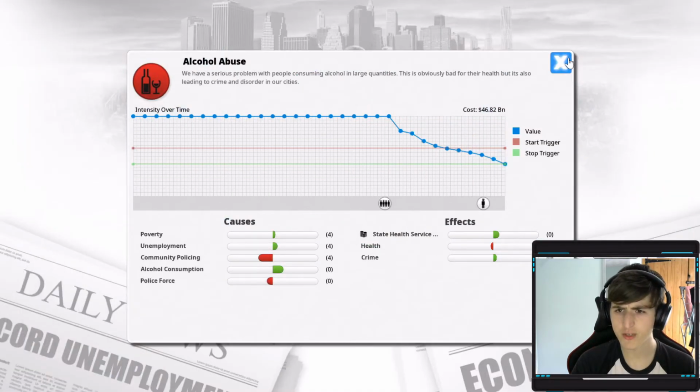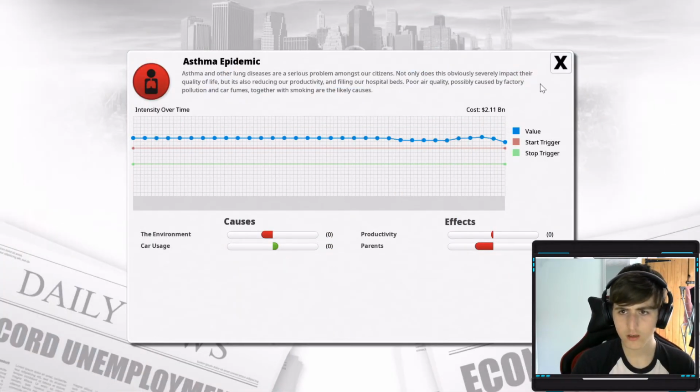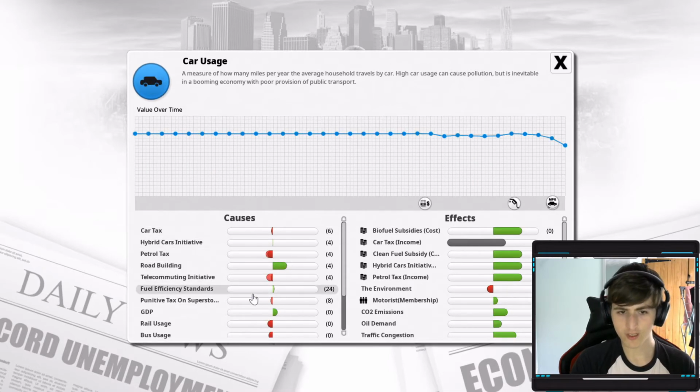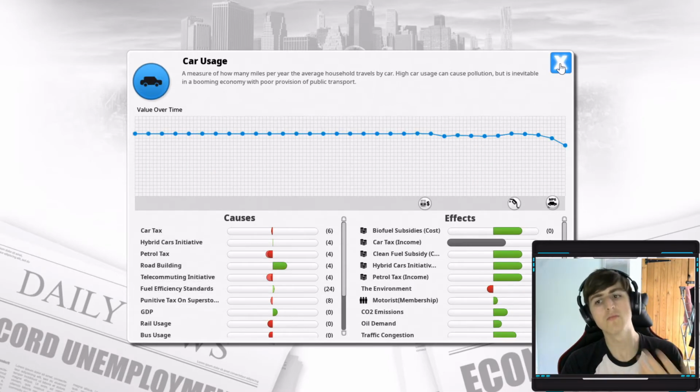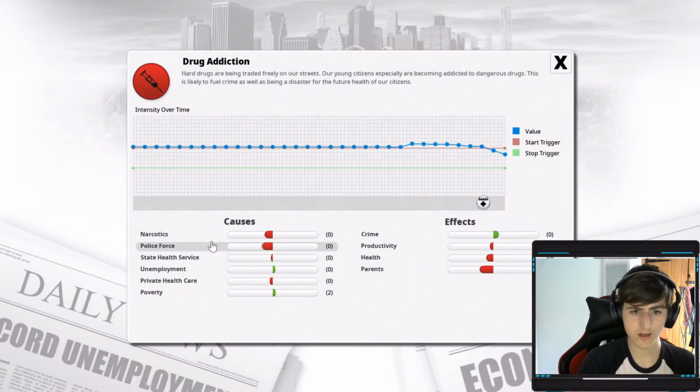This alcohol issue is just about to go away. Okay, that's good. That's an extra 50 billion in the bank for us, nearly. The asthma epidemic is a very big problem that's very hard to actually sort out. And other than reducing car usage, which I've been trying to do, and it is going down quite sharply, so you never know, we might see a bit of a help in that. The improvements to the police force is helping massively with that.